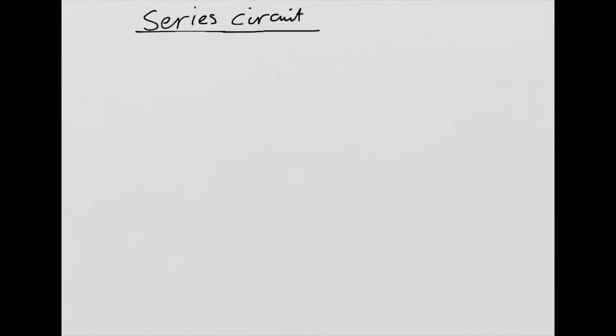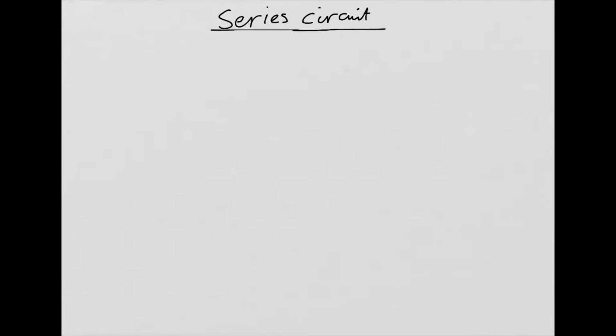Series circuits then. So what does the word series actually mean? If you're doing things in series, you are doing them one after the other. It's the exact same thing with a series circuit. The current in a series circuit goes through one device, then through the next device, then through the next device, one after the other. Okay, so what does that look like in a circuit diagram?